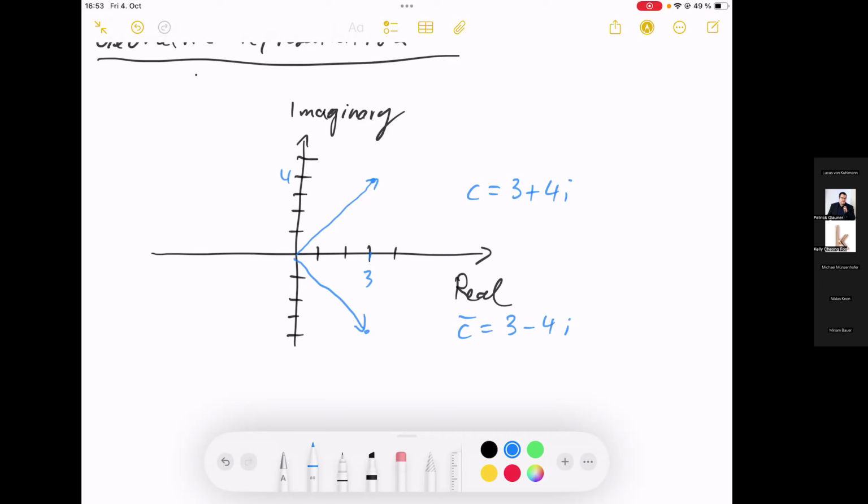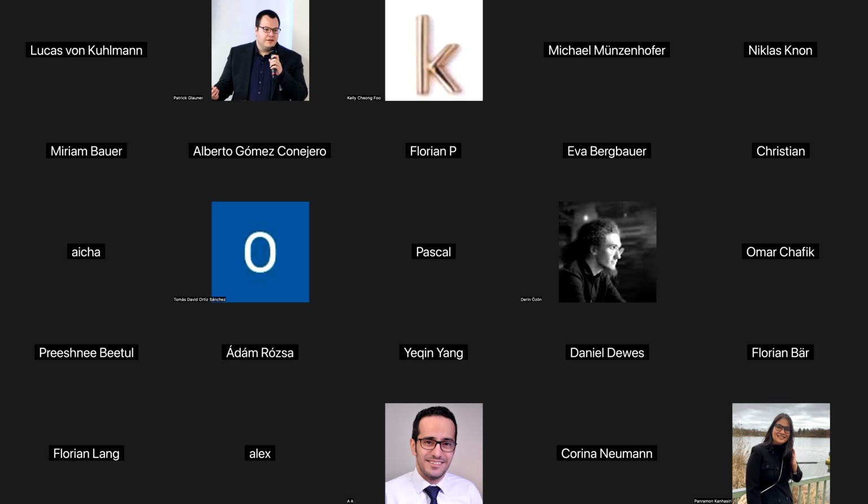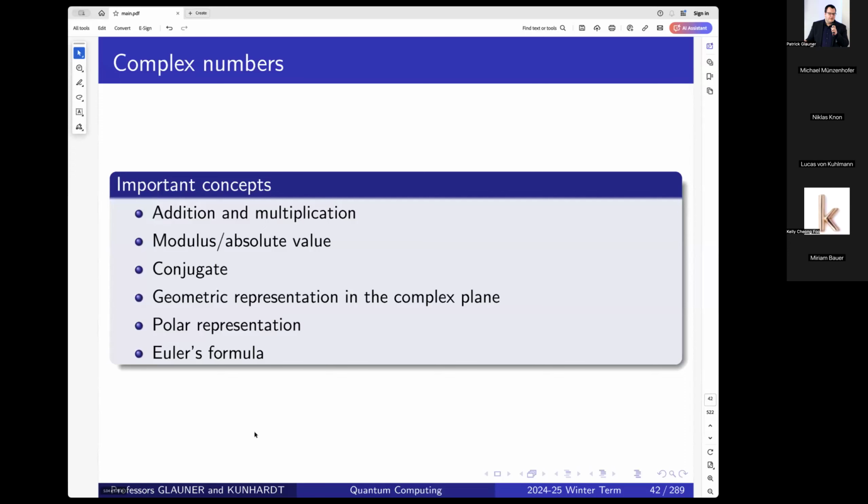When it comes to complex numbers, there are far more calculations and things you can do. This was just the very basics. So this is not an intensive course about complex numbers, but we need to know what we are talking about. And there are two more things we need to do. So we've just seen addition and multiplication, the modulus, or the absolute value, which is in fact just the length of the vector from the geometric perspective. We've seen the conjugate, and we've seen the geometric representation in this complex plane where we had the two axes, the real and the imaginary axis.